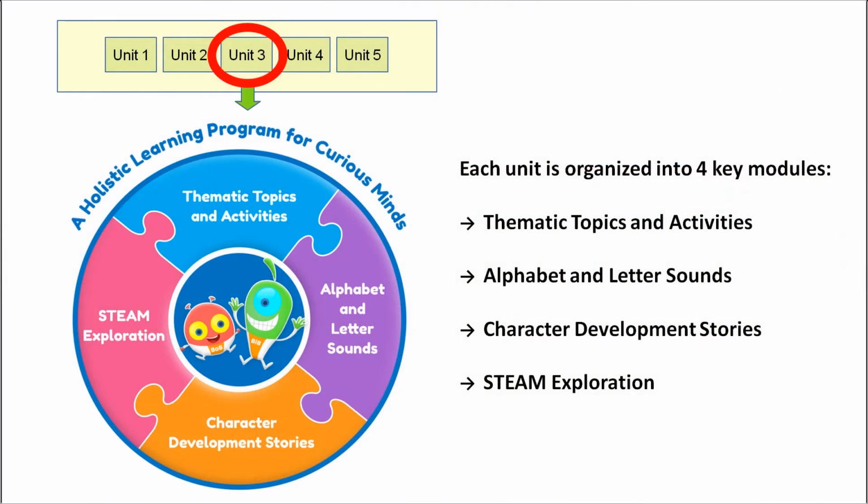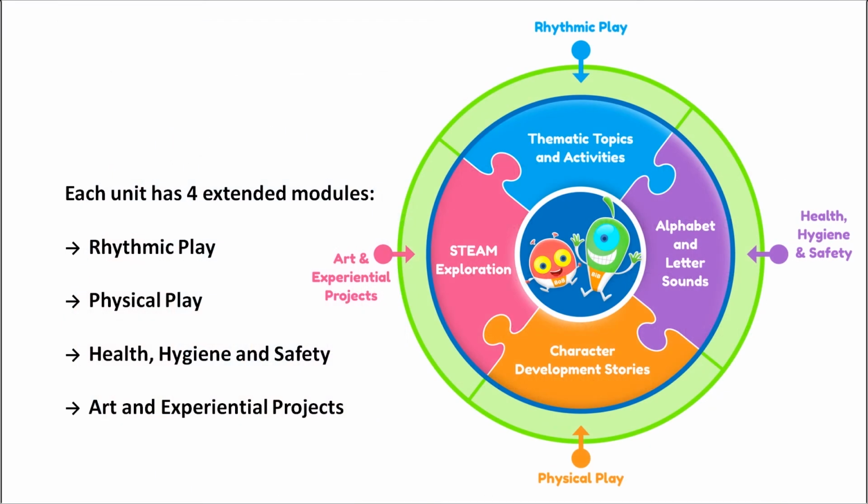In each unit, the materials are further organized into 4 key modules. They are thematic topics and activities, alphabet and letter sounds, character development stories, and STEAM exploration. The 4 key modules are extended into the following extension modules: rhythmic play, health, hygiene and safety, physical play, and art and experiential projects. Together, these materials provide students a uniquely holistic and multifaceted learning experience.